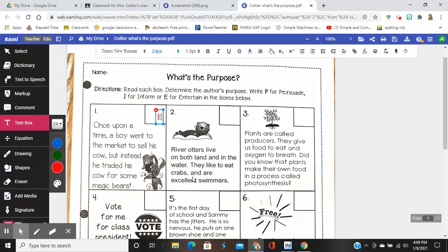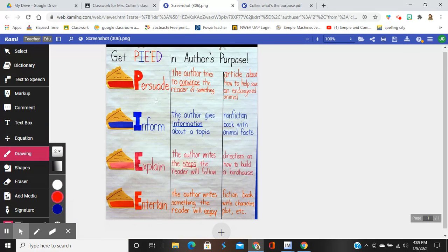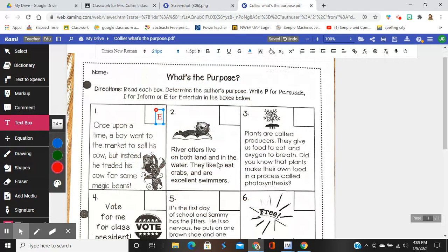Number 2, river otters live on both land and in the water. They like to eat crabs and are excellent swimmers. So let's go back and look at it. We have persuade or convince, inform, information, explain, steps or directions, or entertain, enjoy. So, river otters live on both land and in water. They like to eat crabs and are excellent swimmers. Think about it. This one is I. This one is giving us a lot of information. I mean, it's only a couple of sentences, but it gives us a lot of information about river otters in those few sentences.